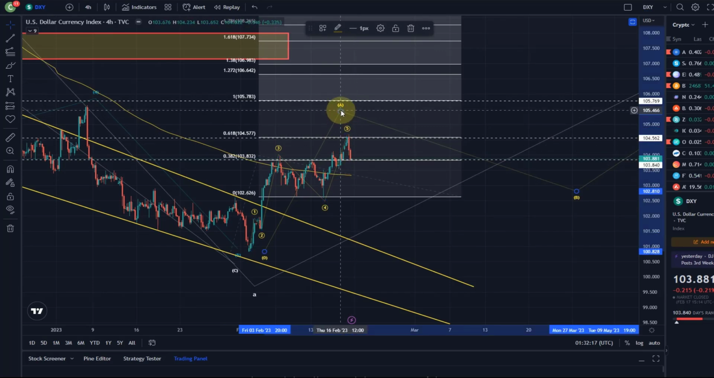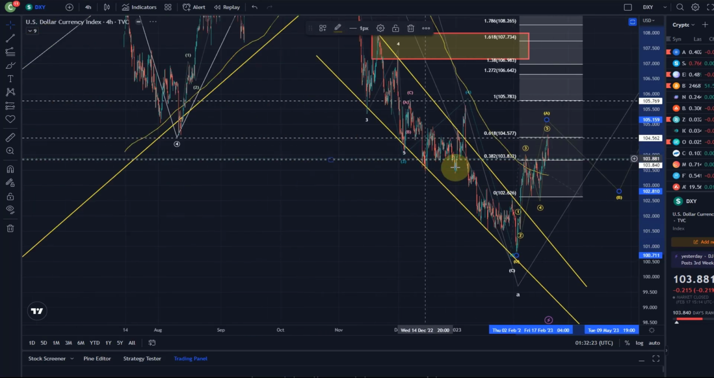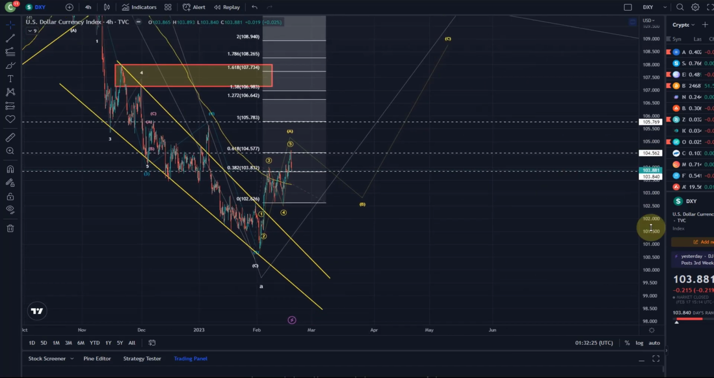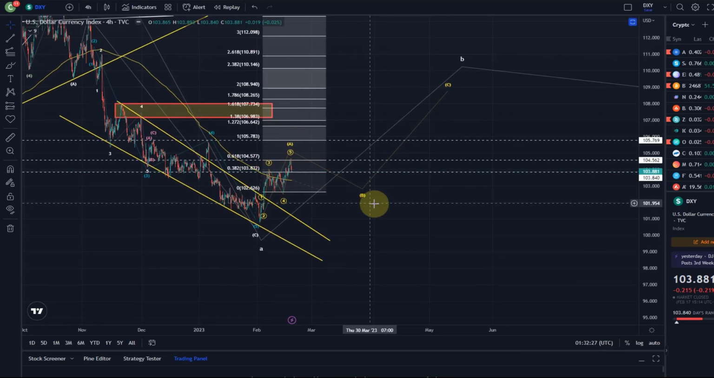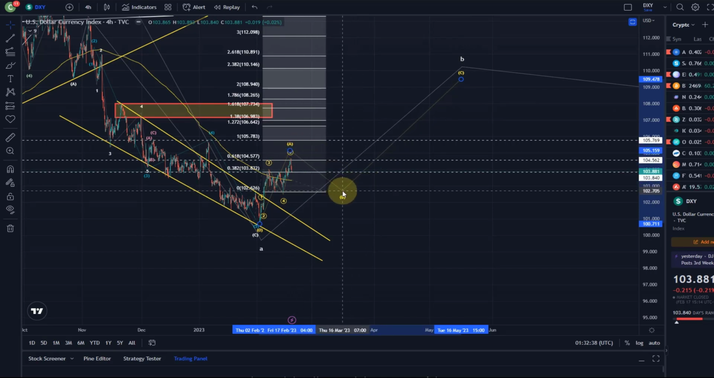So we could now carefully assume that this A wave is in. Why do I say an A wave? Why is it not a wave 1? Well, because I'm primarily looking at an ABC correction that I'm expecting to the upside. And we are on track to doing it. At the moment, I'm assuming that the A wave is a 5-wave move. The B wave will follow possibly now.